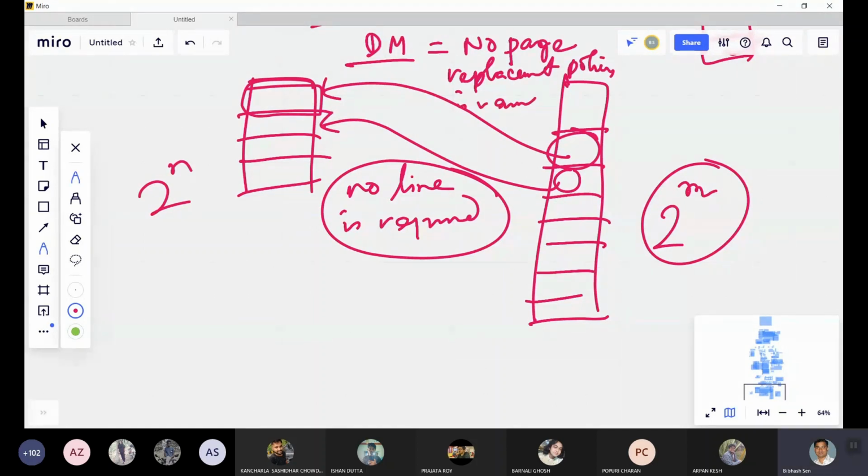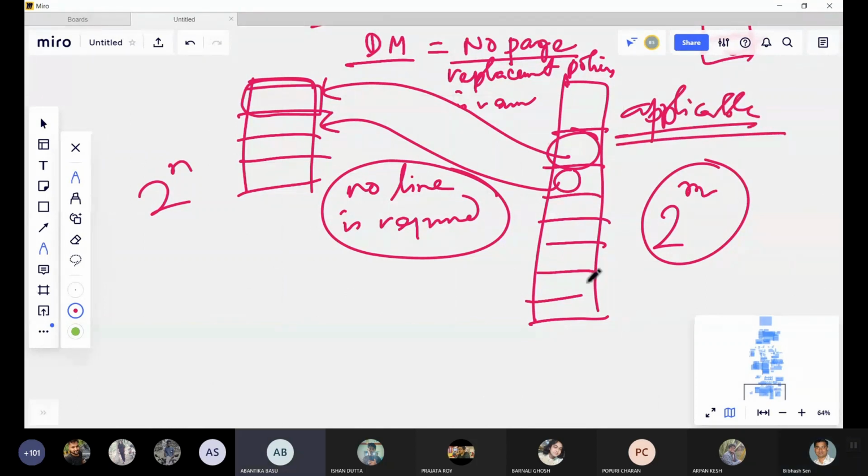Yes, sir. In direct mapping, no page replacement policy is applicable. Am I correct? Yes, sir. Why? Because there the main memory blocks can be mapped to only specific cache memory blocks, unlike in associative mapping, even if free spaces are there. But in associative mapping, they can be mapped to any cache block, anywhere free space is available.